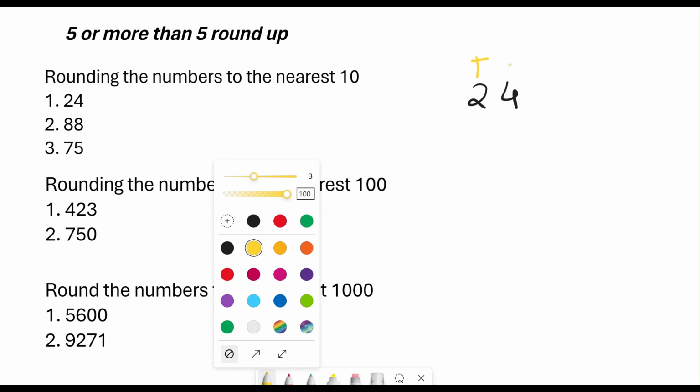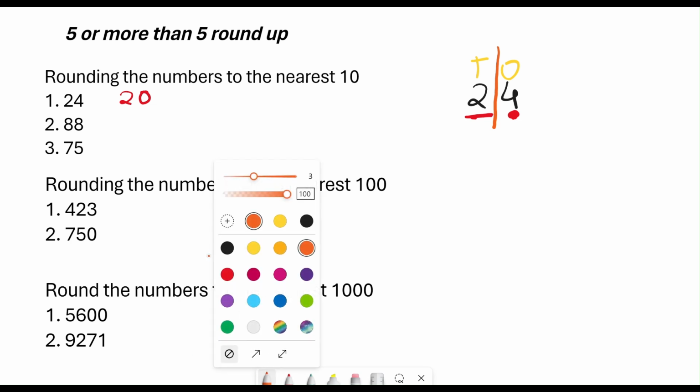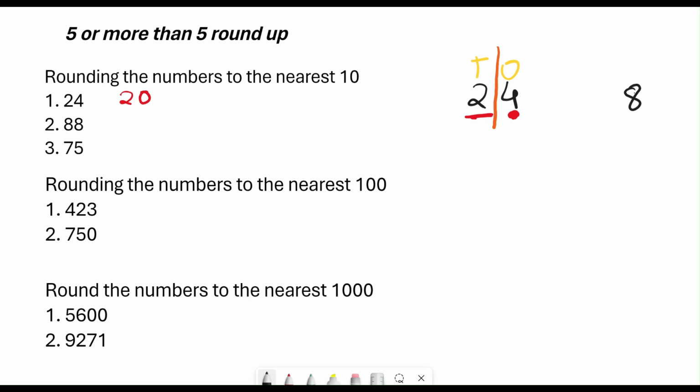This is my tens and this is my ones. So now when you located that, draw a line next to the tens place and now look at the number next to it, to the right side of it, which is 4. The rule is if it is 5 or more than 5, we round it up. 4 is not more than 5, so we stay put, which makes us write 2 as it is, and the 4 becomes 0.